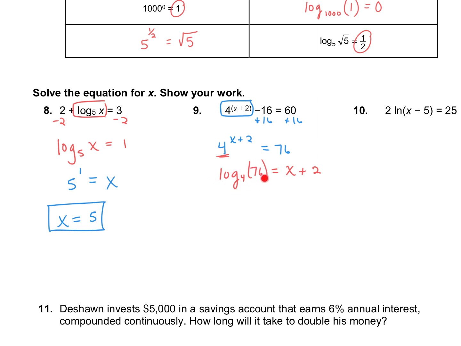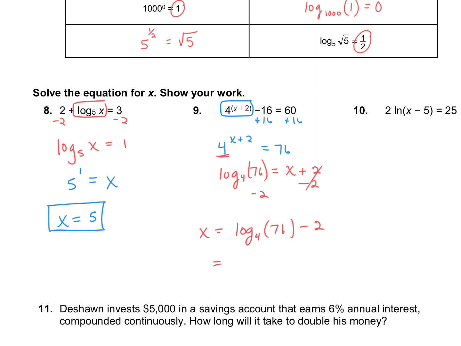Now this is a number on your calculator, log base 4 of 76. We could type that in. I tend to wait to type that in at the end. We are trying to solve for x, so we can subtract 2 from both sides. So we got our x alone. x is equal to log base 4 of 76, and then minus 2.